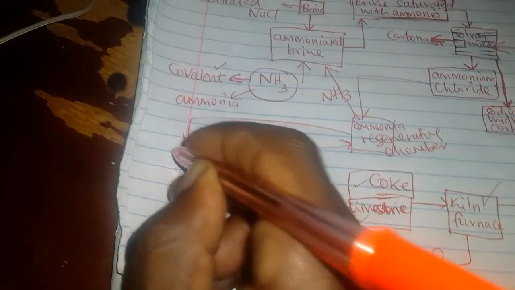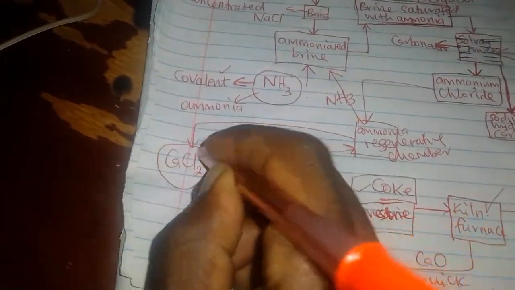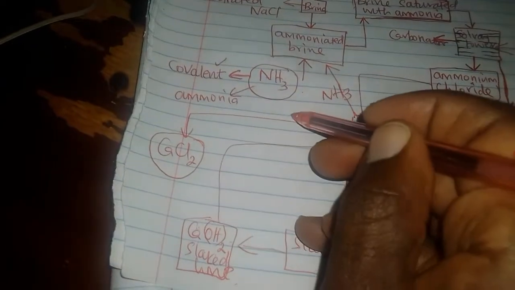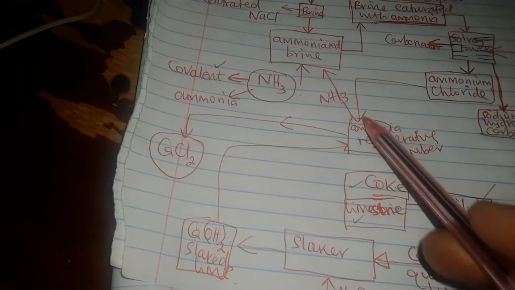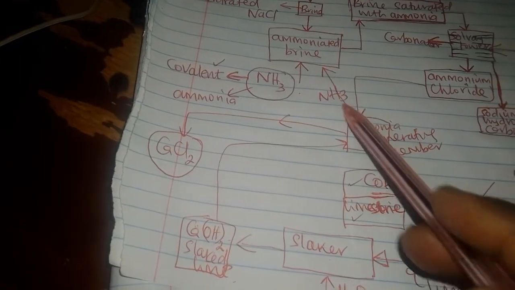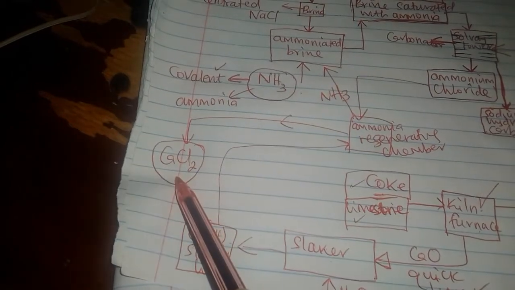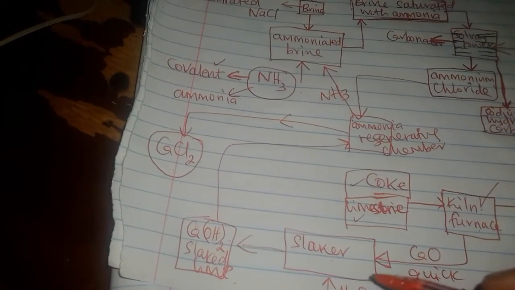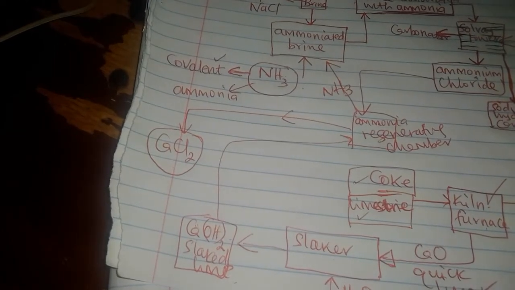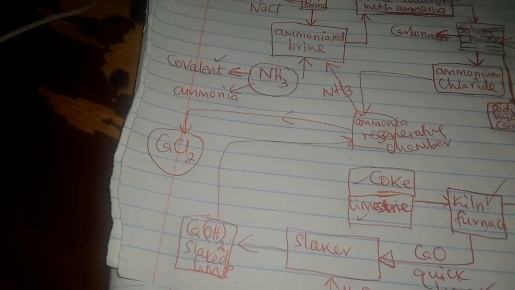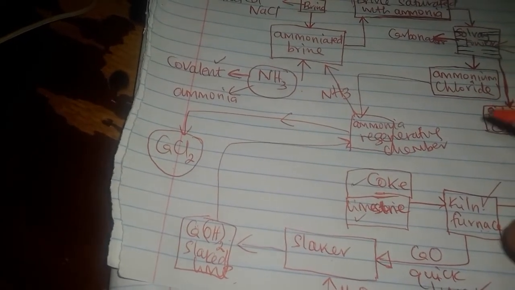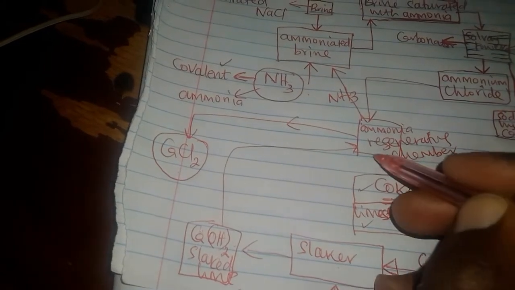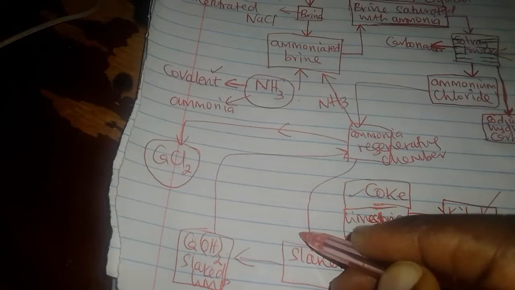What else comes out of this ammonia regenerating chamber? We have what we call calcium chloride, also produced from the ammonia regenerating chamber. So the calcium hydroxide meets with ammonium chloride in the ammonia regenerating chamber to form ammonia and calcium chloride. Water is also produced, and when water gets produced, it aims at getting introduced into the slacker.